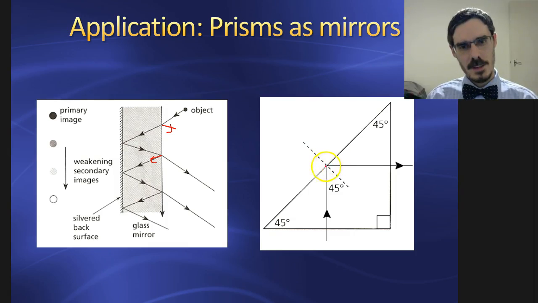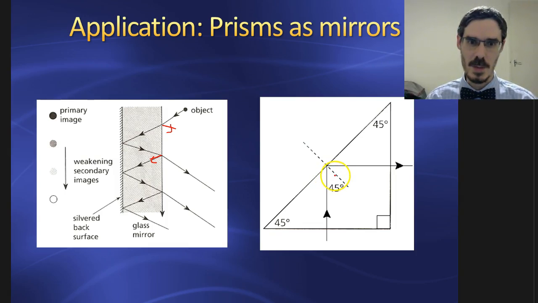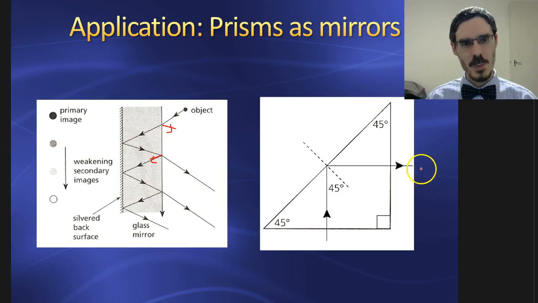It hits the back surface of this prism at 45 degrees from the normal. But the critical angle for glass and for perspex is below that, it's about 42 degrees. So this light is totally internally reflected, a perfect single reflection of light. And when it gets to this surface, it's going at 90 degrees. It doesn't reflect. So what you get out here is a perfect reflection with no secondary images.